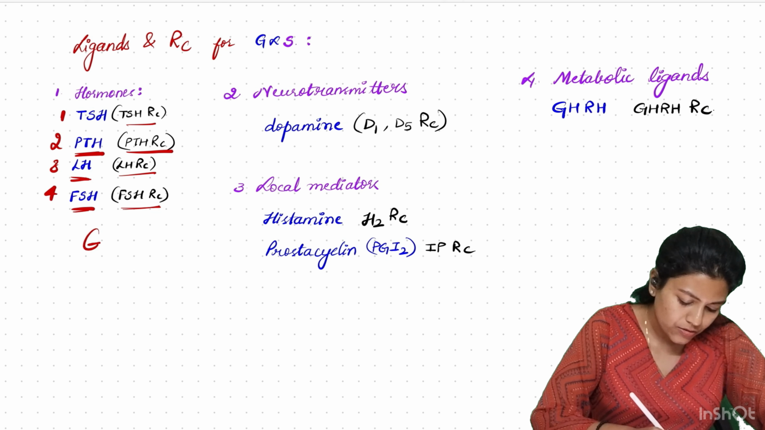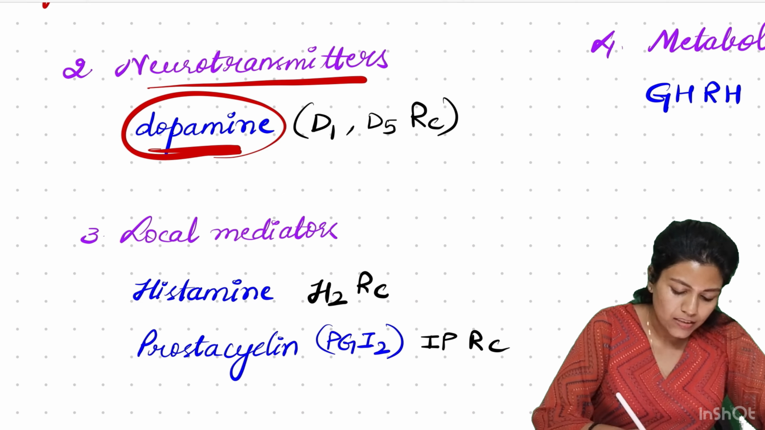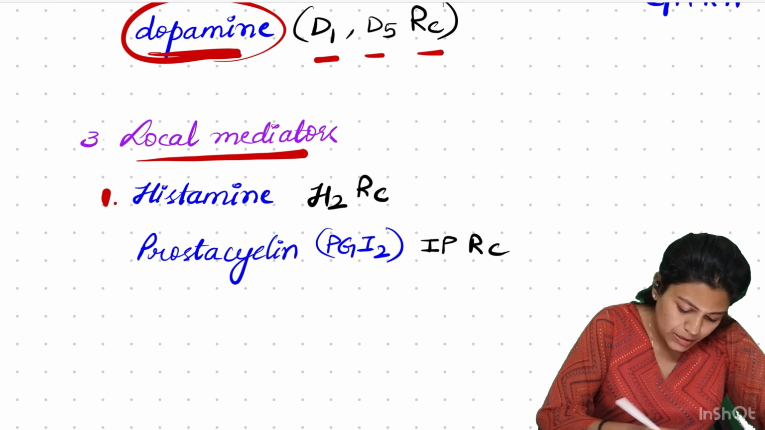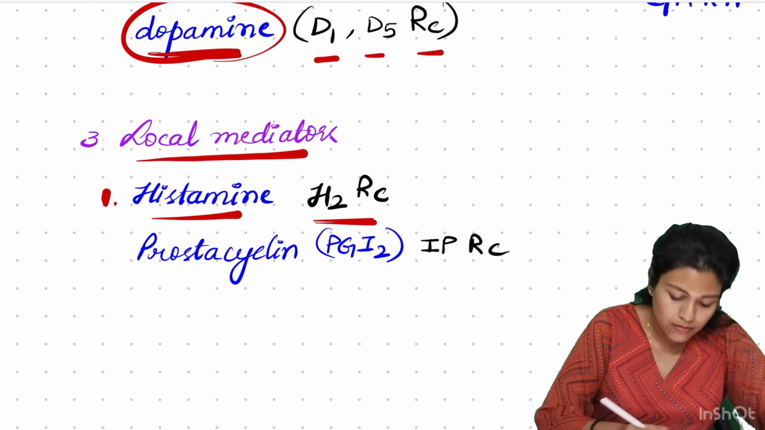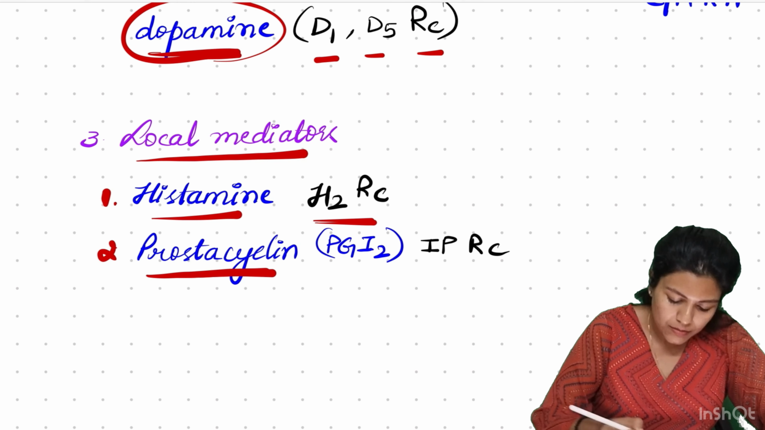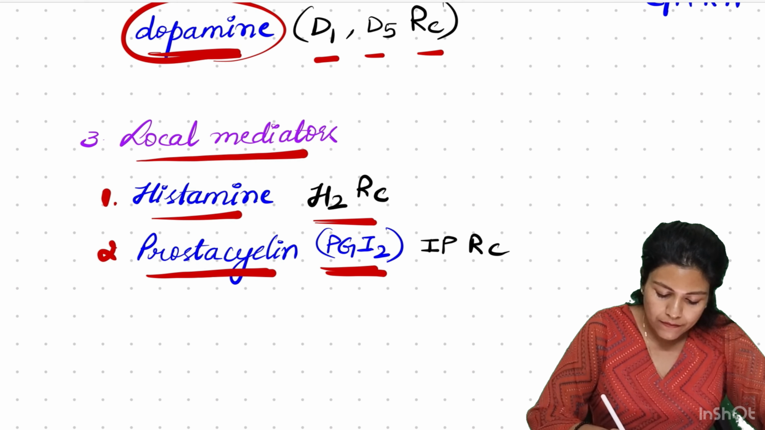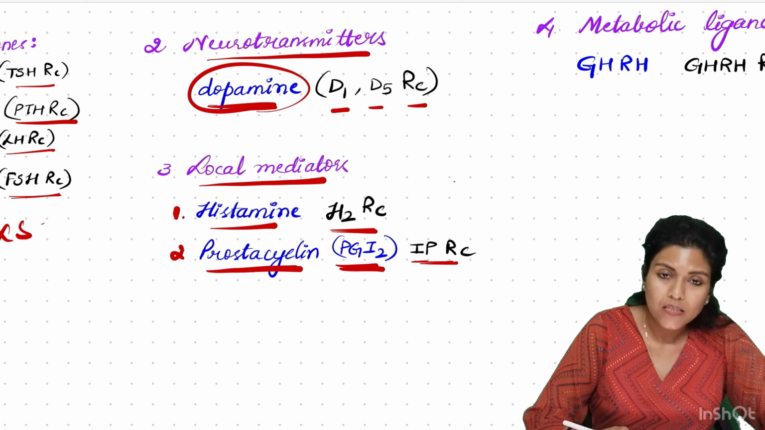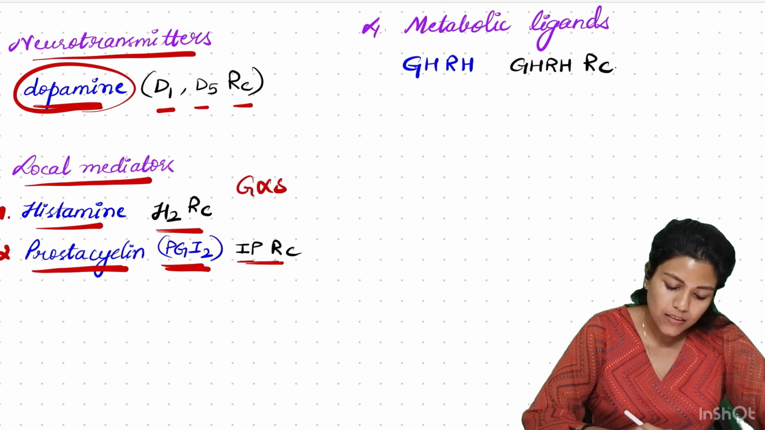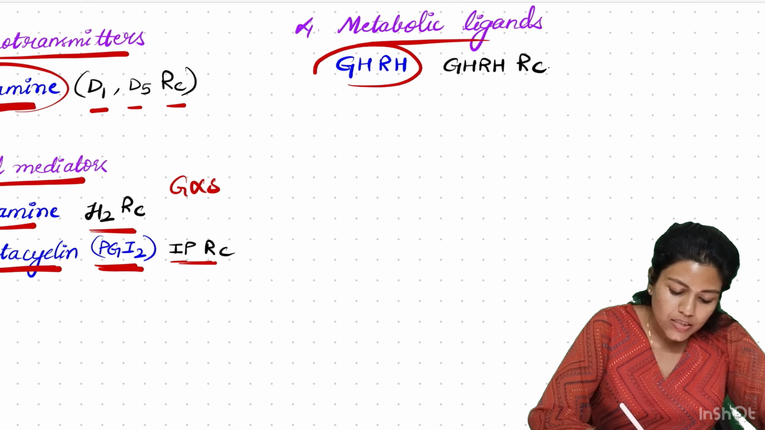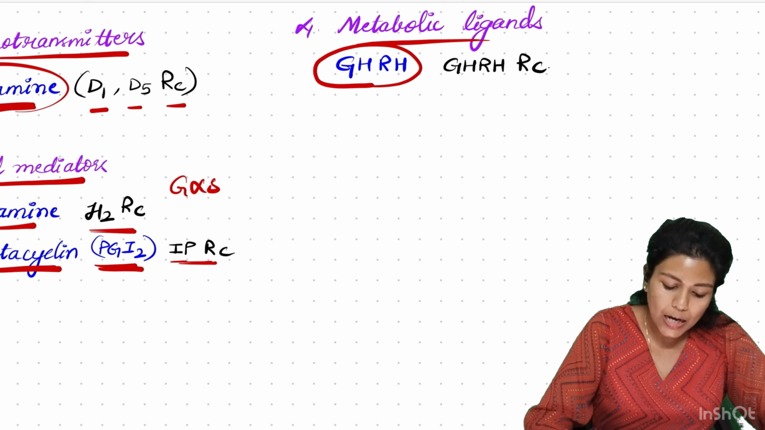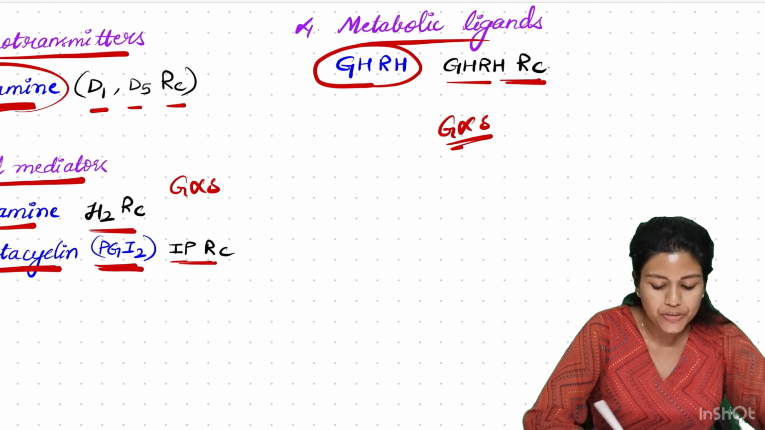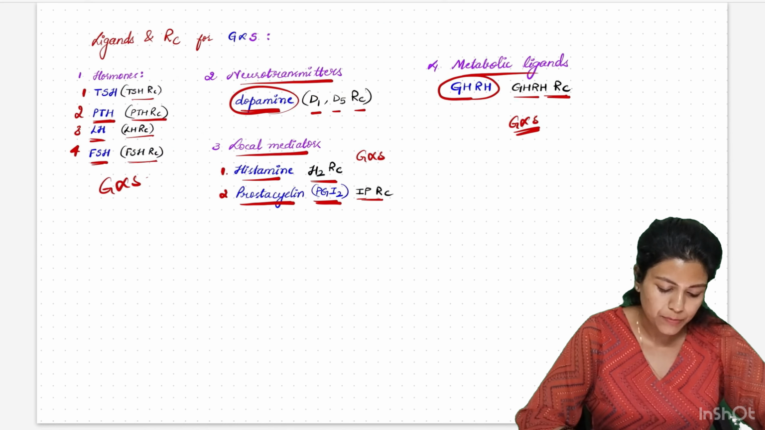Let's see the neurotransmitters like dopamine. Dopamine is a ligand acting on D1, D5 receptors. Local mediators like histamine: histamine acts on the H2 receptors. Prostacyclin, which is PGI2, acts on the IP2 receptors. These are examples of ligands and receptors that stimulate the G alpha S. And metabolic ligands like GHRH, growth hormone releasing hormone, acting on the growth hormone releasing hormone receptor. They stimulate the G alpha stimulatory pathway. These are the examples of ligands and receptors.